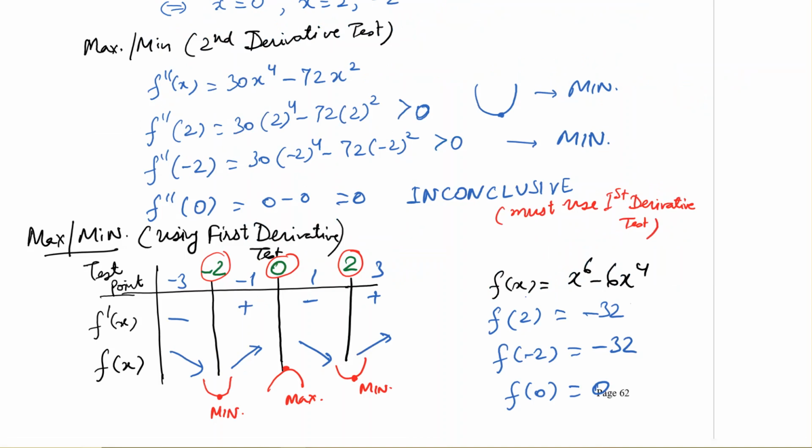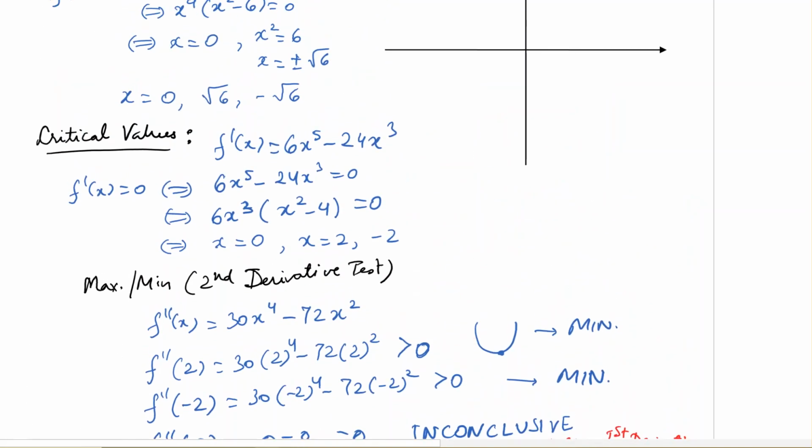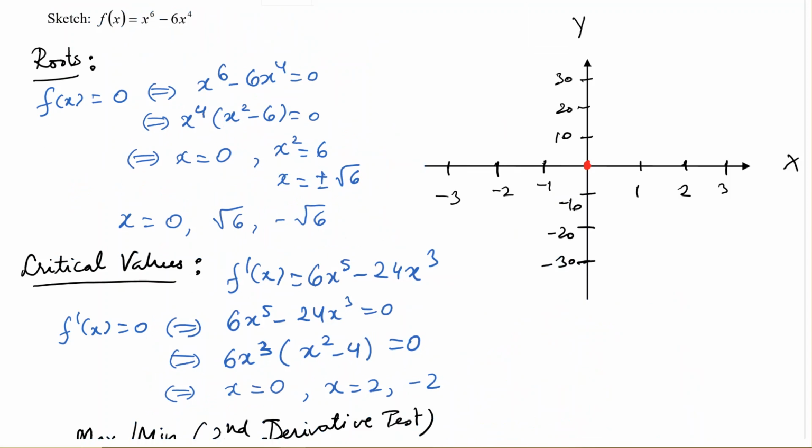Now we are going to use all this information in order to draw our curve. First we're going to draw the roots of the curve. The roots are at the points 0, square root of 6 and negative square root of 6. Square root of 6 is approximately 2.45. So I did the scaling of my graph, and the roots are 0, square root of 6, which is about 2.45, and negative square root of 6. So these are our three roots: negative square root of 6, 0, and square root of 6.